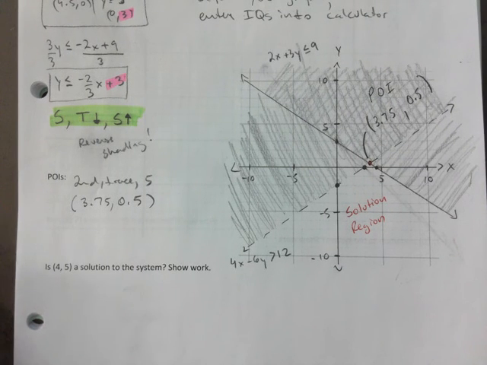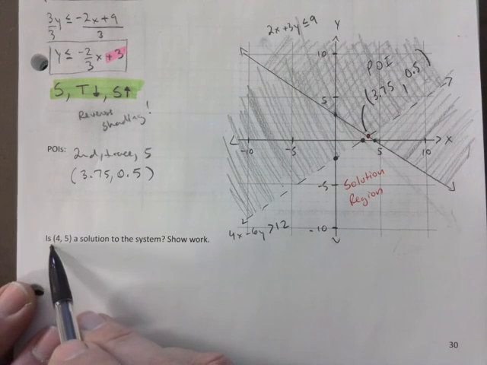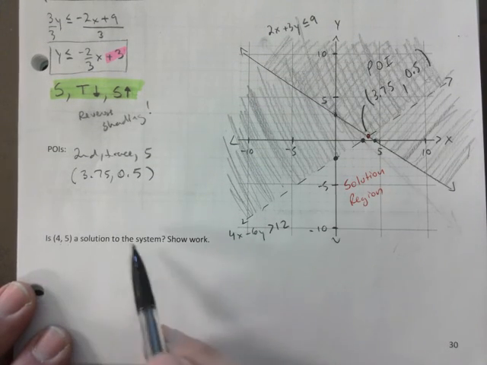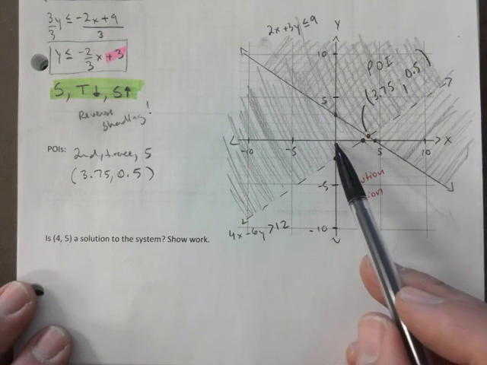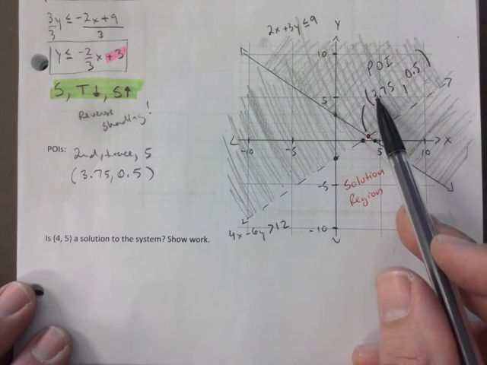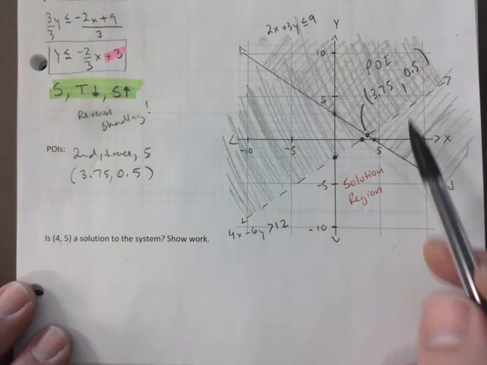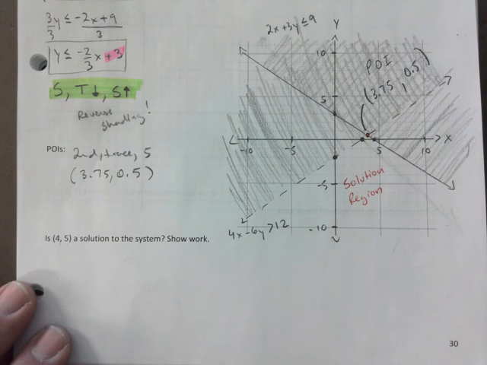Okay. So now the question says, is the point (4, 5) a solution to the system? Obviously, but by the graph, (4, 5) would be somewhere up here, right? And you know it's not. Graphically speaking, anything that's in the shaded region is not going to be a solution.